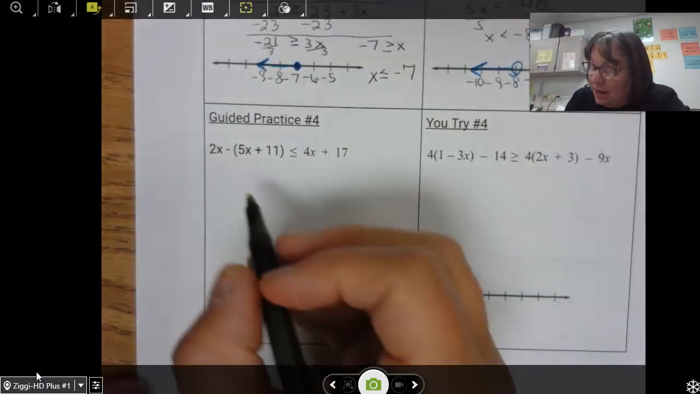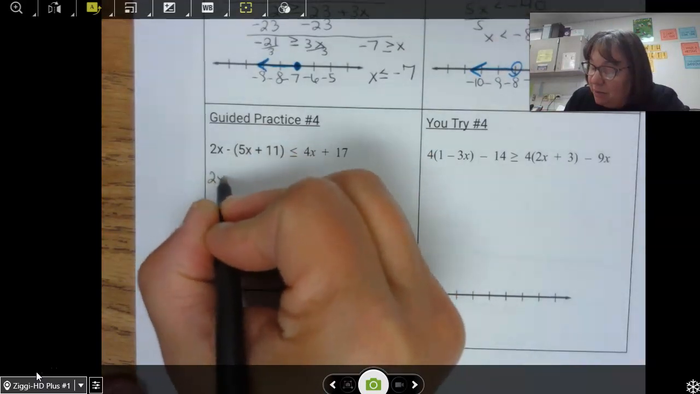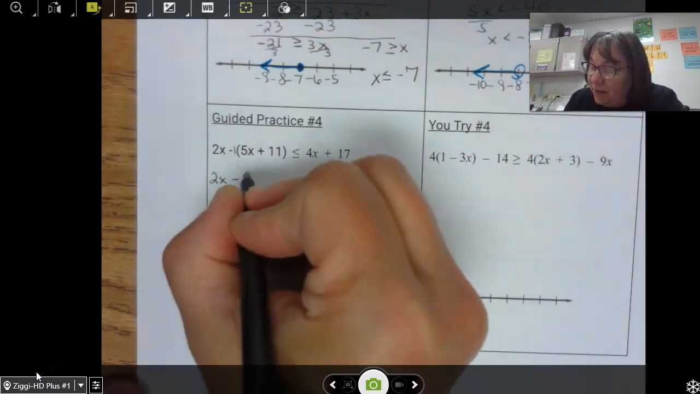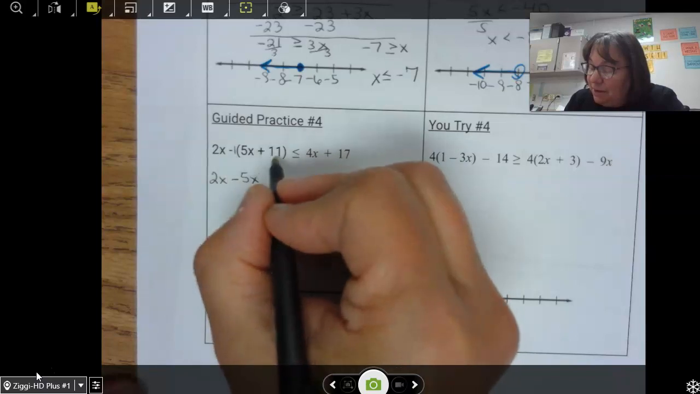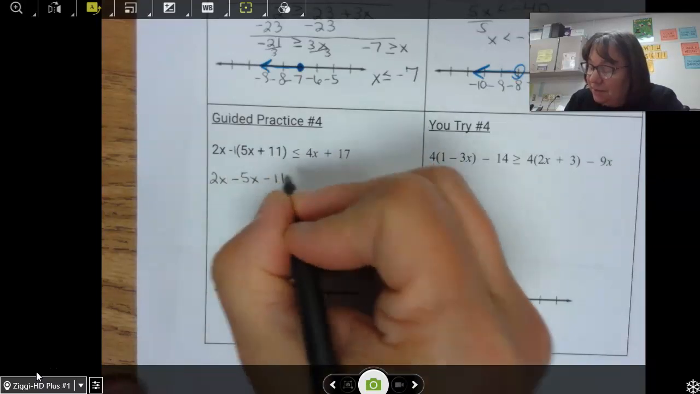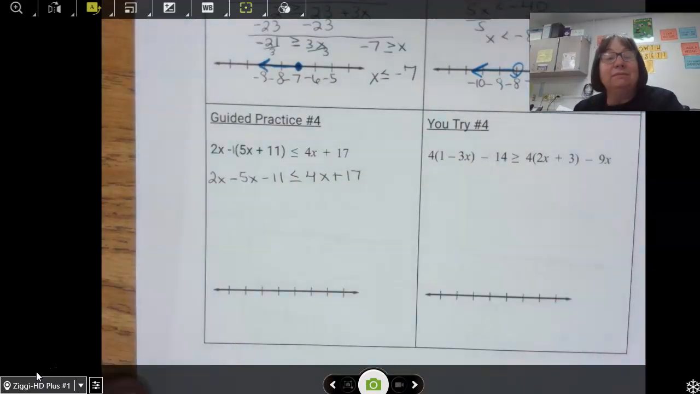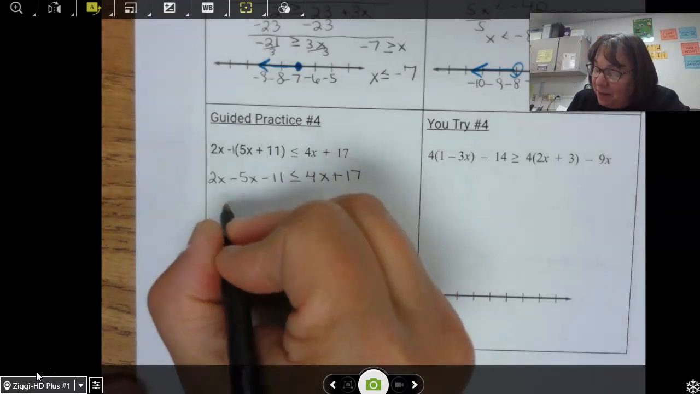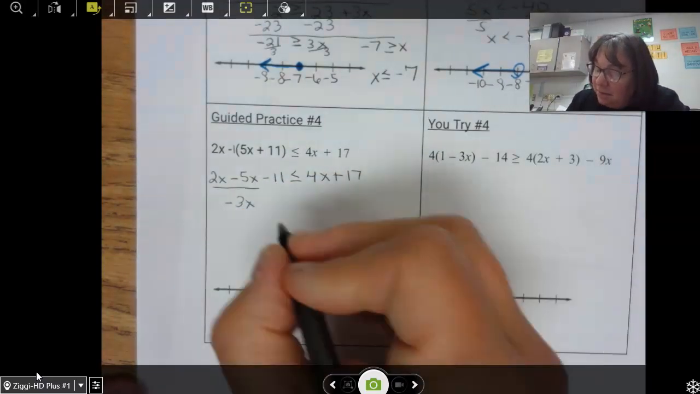So it looks like I have distributing to do with just a negative, but we know that's like a -1 that I'm distributing, so I would get -5x, and then a -1 times 11 would be a -11 is less than or equal to 4x plus 17. And 2x minus 5x would be a -3x. I need to combine my like terms. Minus 11.